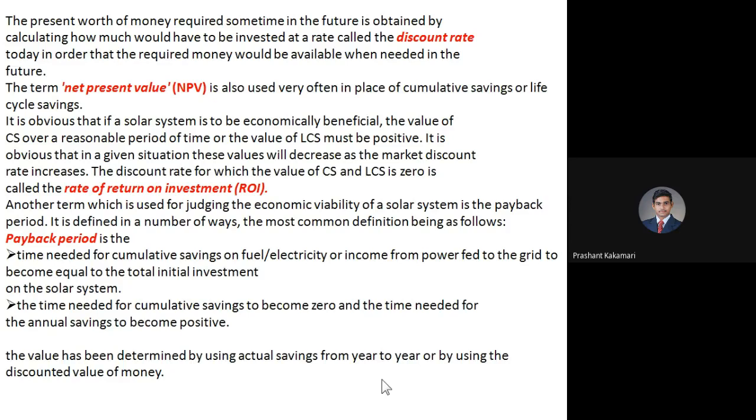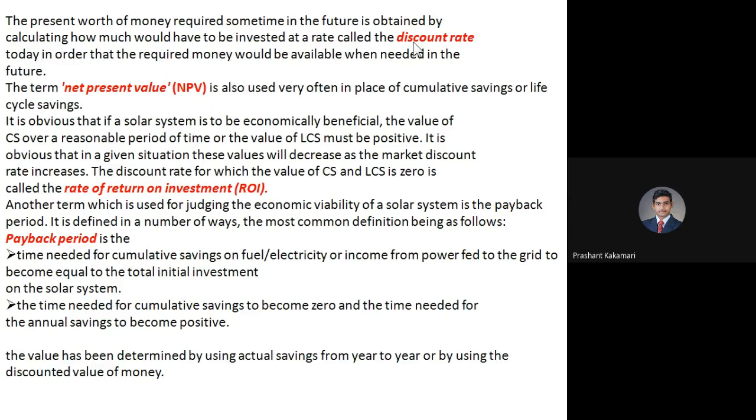So first I will consider the present worth of the plant or the money. Anytime you talk about any purchasing or the installment of a new plant, every time we need to consider at present what is the cost or what is the worth of that investment. So in that term, we are going to consider this present worth of money or the present worth factor. This is required sometime in the future, so that is obtained by calculating how much would have to be invested at a rate called the discount rate.